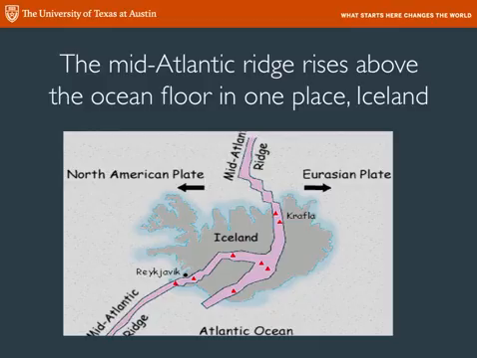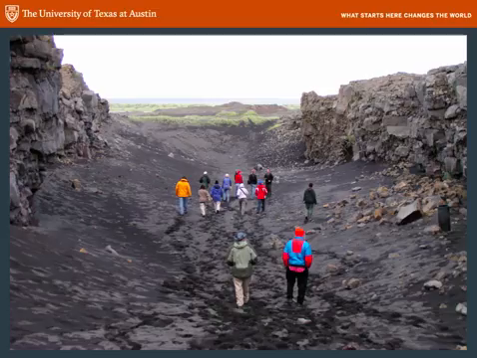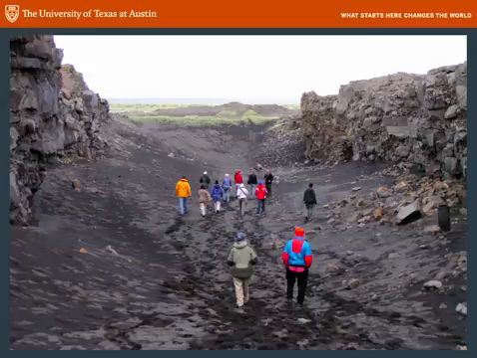The Mid-Atlantic Ridge rises above the ocean floor in one place, and that place is Iceland. Here's a map of Iceland, and you can see the Mid-Atlantic Ridge runs right through the middle of the island. And here are some geology students. They're actually walking on the floor of the Mid-Atlantic Ridge. The rift in the middle of the ridge crest is where they are currently standing. And you can see the high rock on either side and the low valley, the ridge crest valley that the students and their professors are exploring.